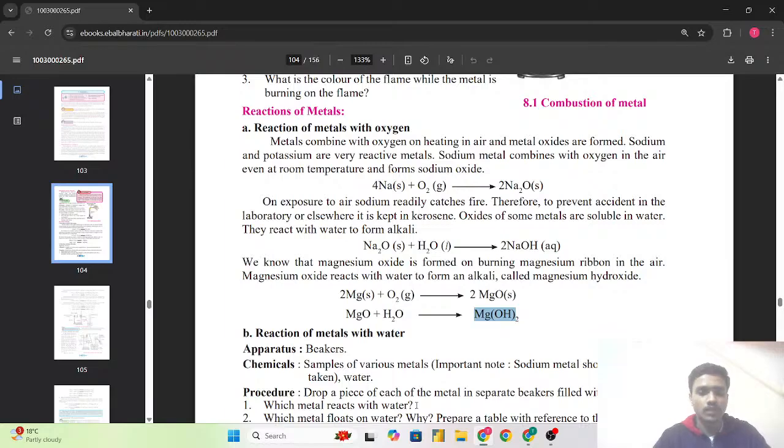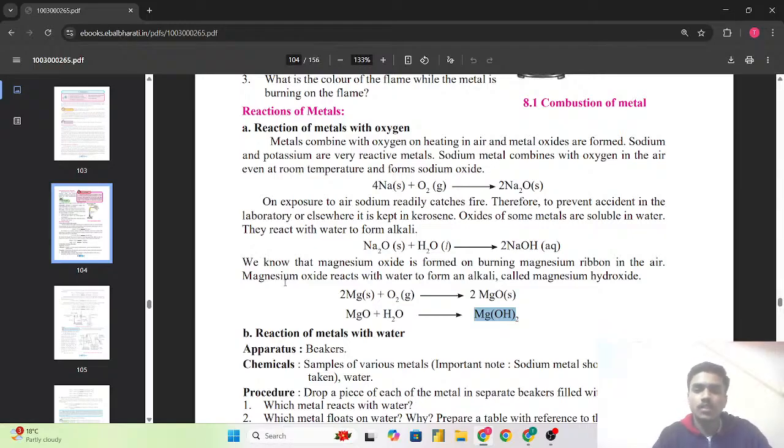when it comes in contact with different substances. So, firstly, we are going to see the reaction of metals with oxygen. Metals combine with oxygen on heating in air and metal oxides are formed. Sodium and potassium are very reactive metals. Sodium metal combines with the oxygen in the air even at room temperature and forms sodium oxide.